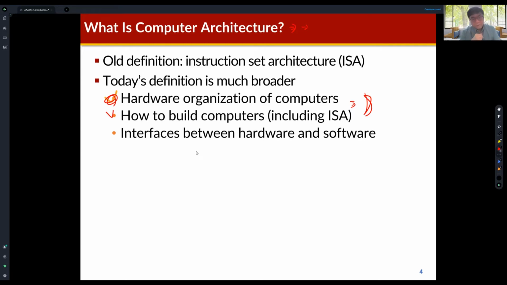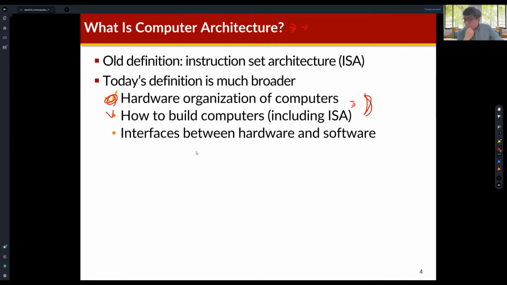And then we also focus on the interfaces between hardware and software. I will also explain the layers in computer systems, and some areas of computer architecture research. But usually computer architecture handles the interfaces between hardware and software.